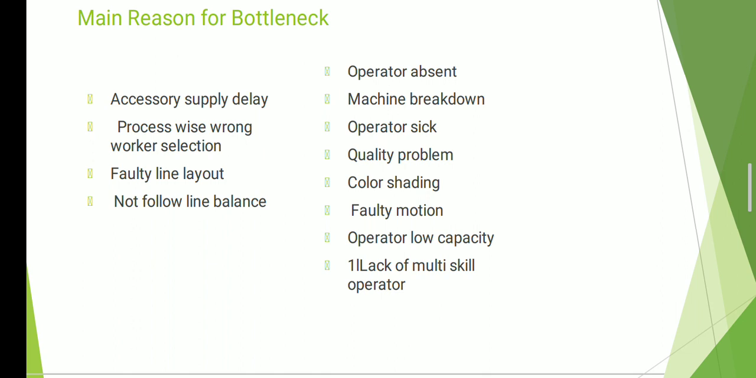Lack of multi-skill operators: that means in every line there should be at least 8 to 10 multi-skill operators who can run all the machines. When an operator is absent or sick or leaves, these multi-skill operators can do the backup plan, otherwise it may create a bottleneck.